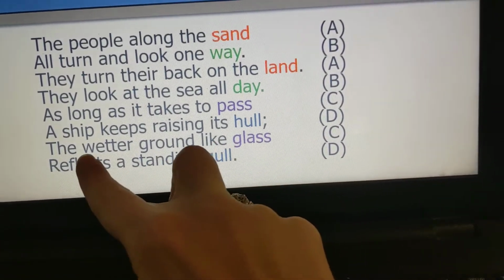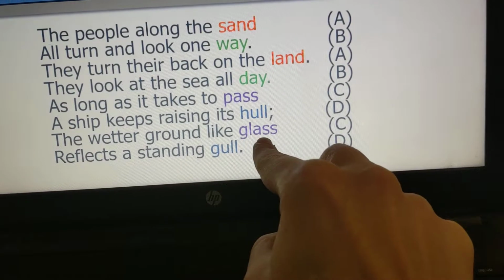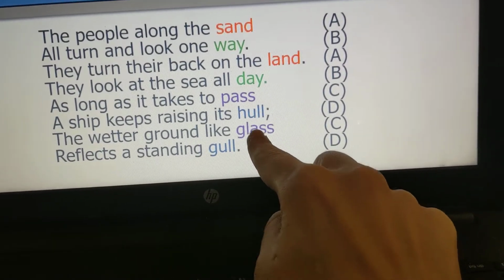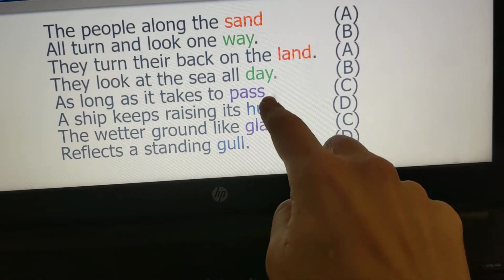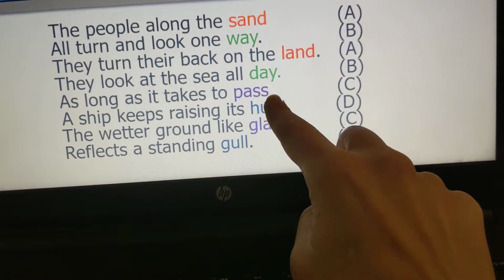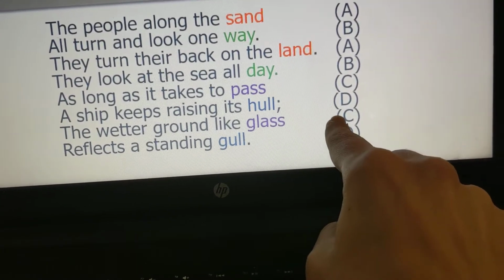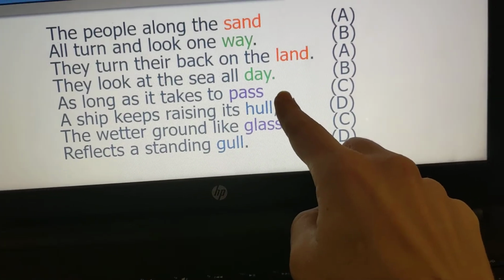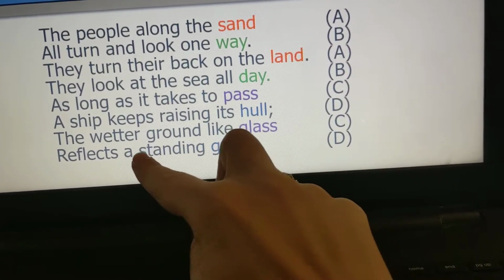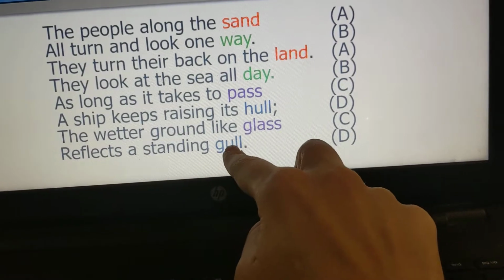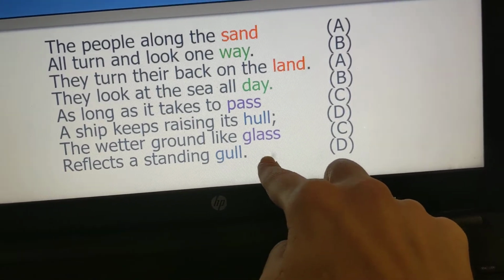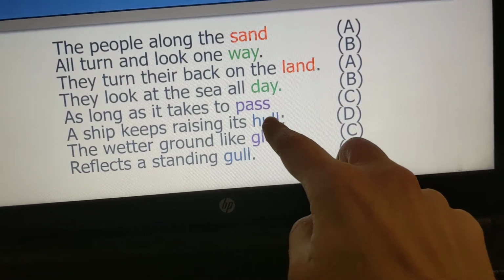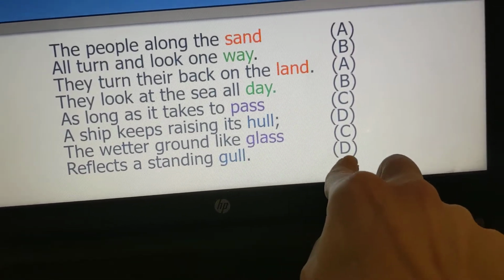Okay, where are we at? Okay. The wetter ground like glass. Now, we've heard that sound before, the glass sound before. So notice it rhymes with what sound? Pass. Very good. So this one would get a C because pass has a C. And then reflects a standing gull. Okay, we've also heard that sound before. In which word? It's right, in hull. So hull and gull rhyme, so that gets a D.